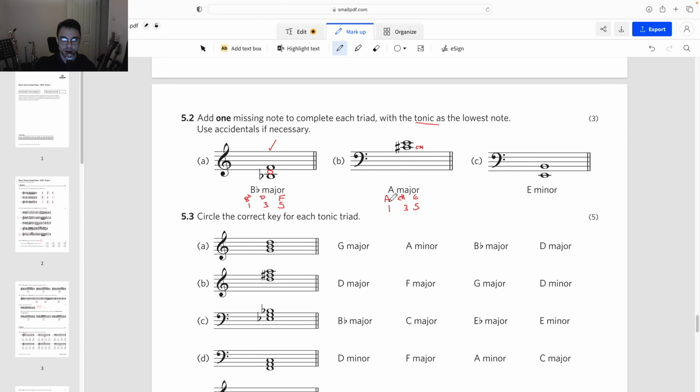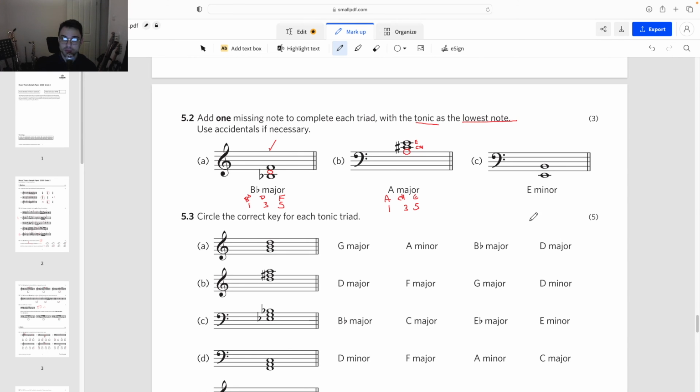All right, so not an A. What about this? What's this? This is an E. C, D, E. So we need to put this A in, and it's got to be here. Why? Because the tonic has to be the lowest note, and we are missing the tonic.